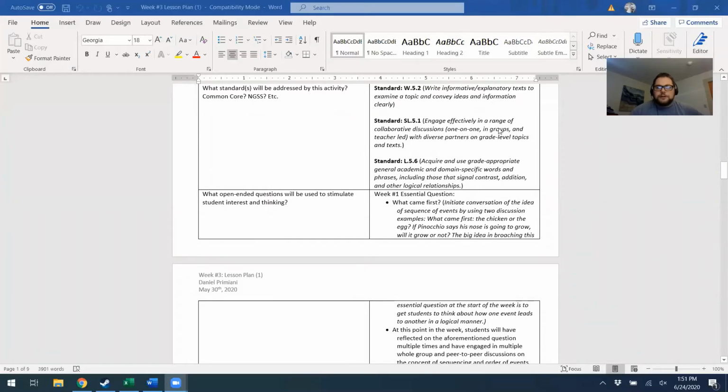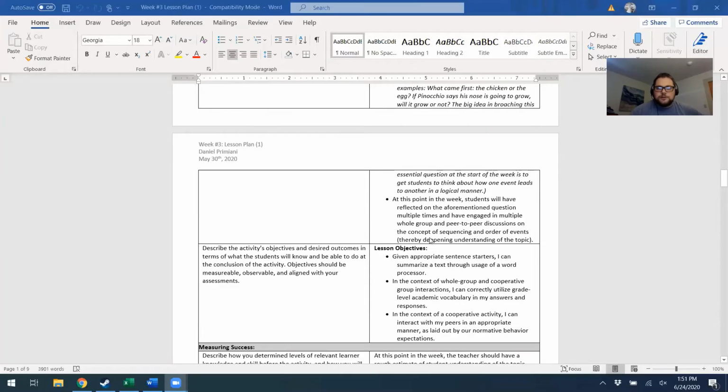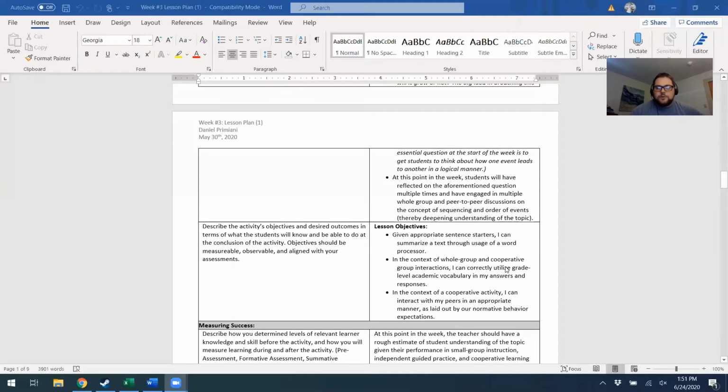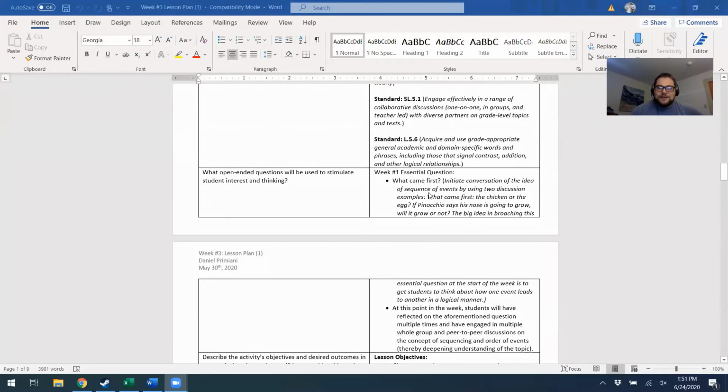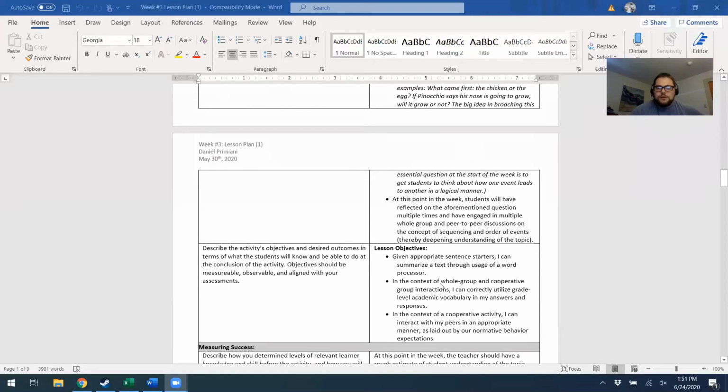5.1, engage effectively in a range of collaborative discussions. In the context of whole group and cooperative group interactions, I can correctly utilize grade level academic vocabulary in my answers and responses. Actually, whoops, that one was connected to 5.6, acquire and use grade appropriate general academic and domain specific words. In the context of whole group and cooperative group interactions, I can correctly utilize grade level academic vocabulary in my answers and responses.